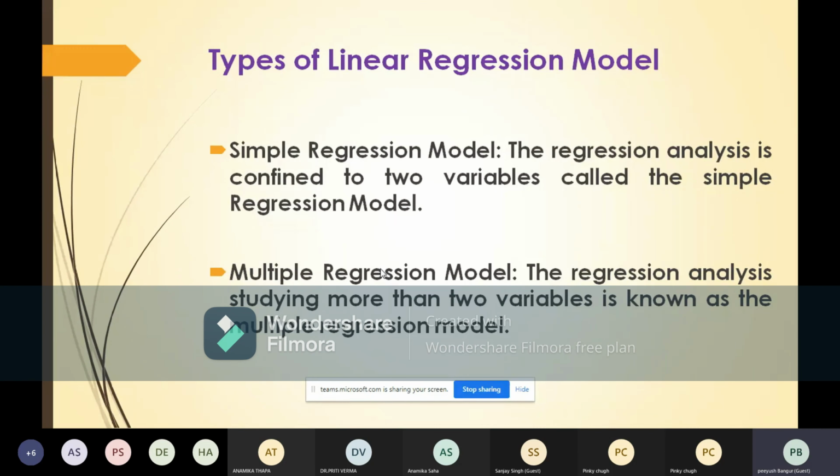If we take an example of the simple regression model, if we want to check the impact of import on GDP, then we can go with the simple regression model. But when we want to check the impact of export, import and real exchange rate on the GDP, then we can go with the multiple regression model. So each and everything is based on how many variables you have for your research.